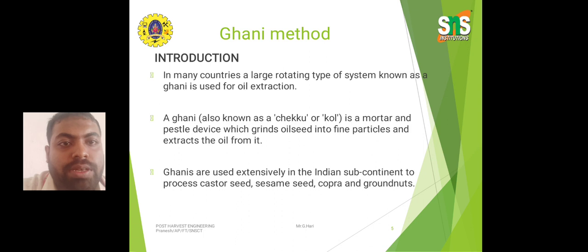First one, ghani method. What is ghani? In many countries, a large rotating type of system known as ghani is used for oil extraction, particularly in India. A ghani, which is also known as chekku or kolhu, is a mortar and pestle device which grinds oil seeds into fine particles and extracts the oil from it. Ghanis are used extensively in the Indian subcontinent to process castor seed, sesame seed, copra, and groundnuts.